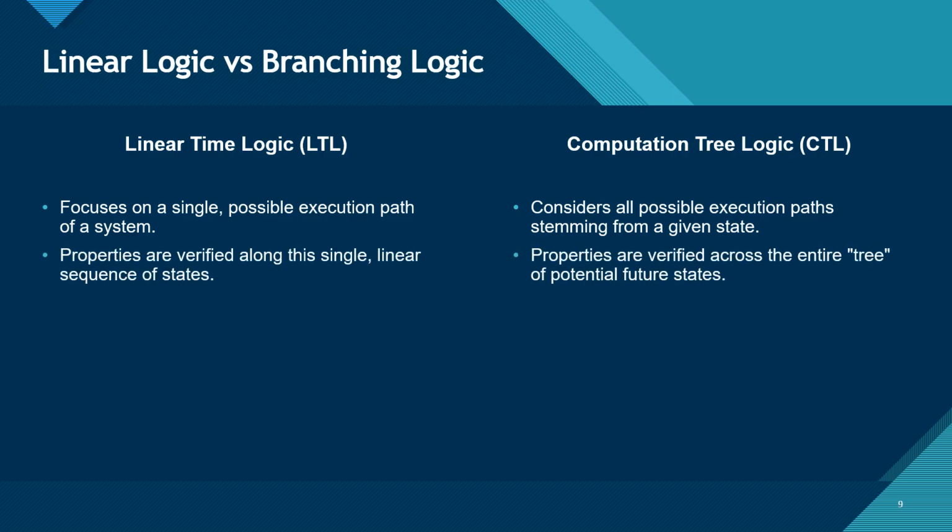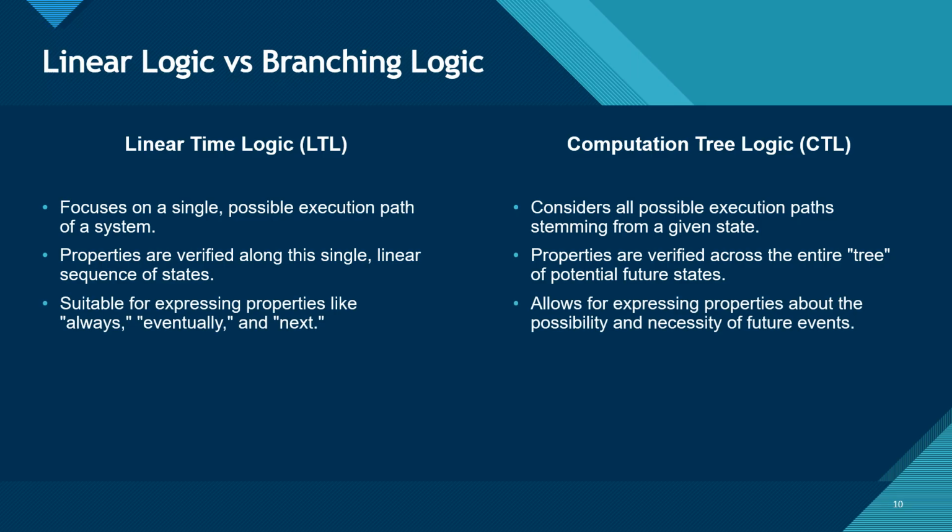Linear time logic verifies the different properties of the system along a single linear sequence of states. Computation tree logic, on the other hand, verifies the properties across the entire tree of the potential future states that the system may have.